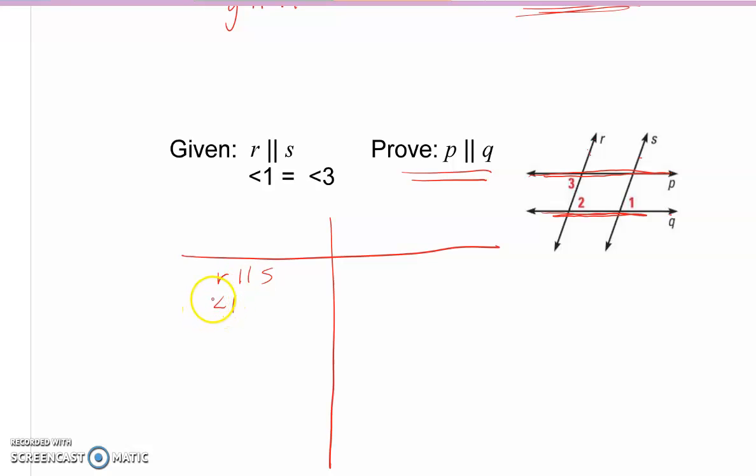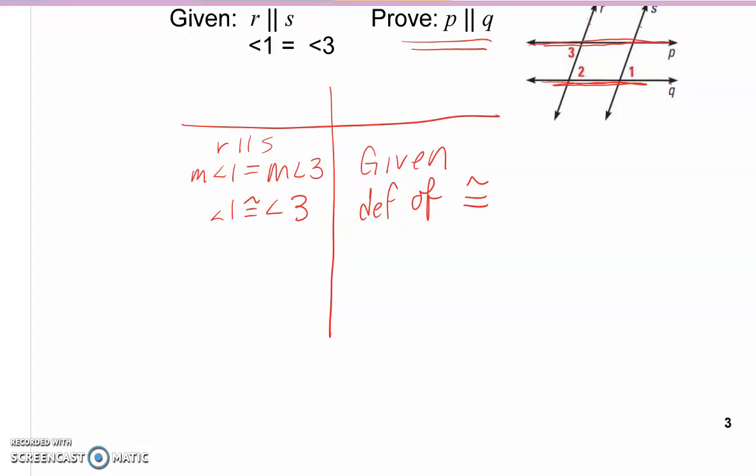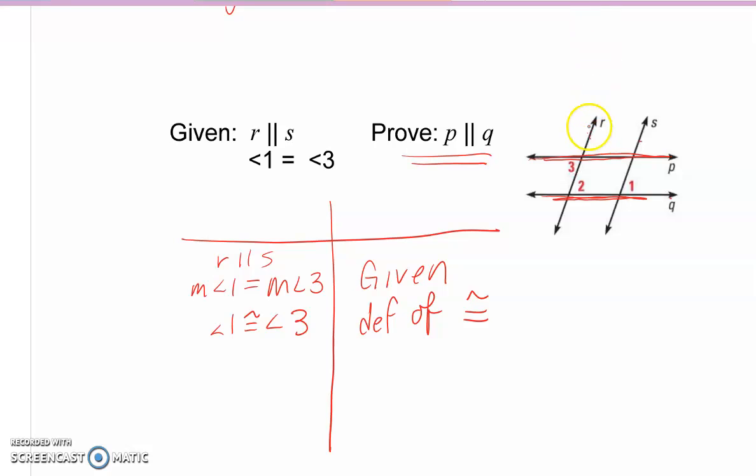So let's look at angle 1. I'm going to say the measure of angle 1 equals the measure of angle 3. It could be congruent. Right, let's do angle 1 congruent to angle 3 by definition of congruence. So now I know 1 and 3 are congruent. What you have to be careful of here is that I told you that these lines are parallel, this one and this one. So that's what's actually parallel, which, like I said, makes P a transversal and Q a transversal.